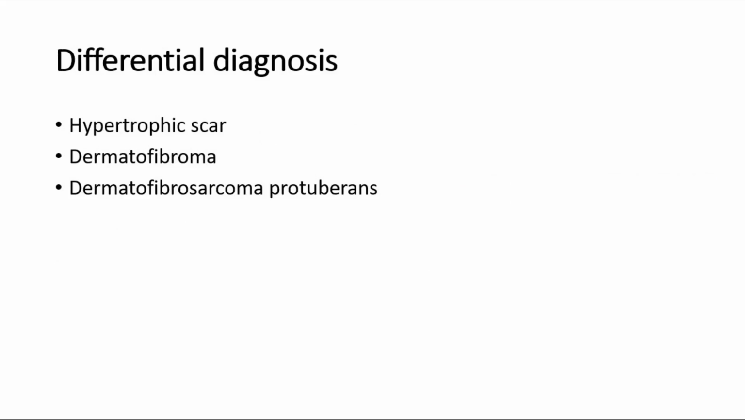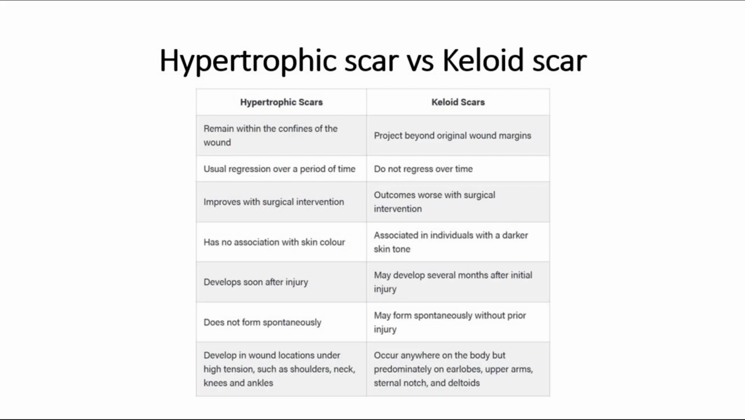The main differential diagnosis for a keloid scar is hypertrophic scarring. Other rarer diagnoses to consider are dermatofibroma or dermatofibrosarcoma protuberans. This table shows the differences between hypertrophic scar and keloid scar. Hypertrophic scars remain within the confines of the wound, whereas keloid scars project beyond original wound margins. Hypertrophic scars regress over a period of time, but keloid scars do not regress.